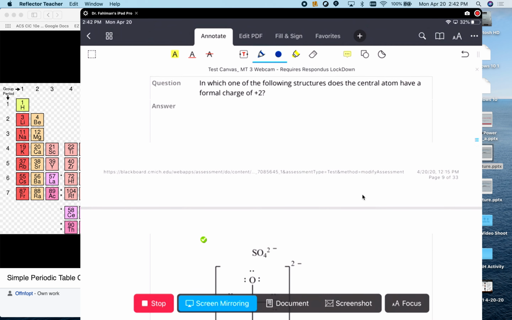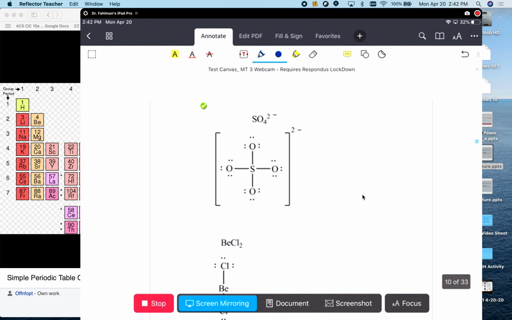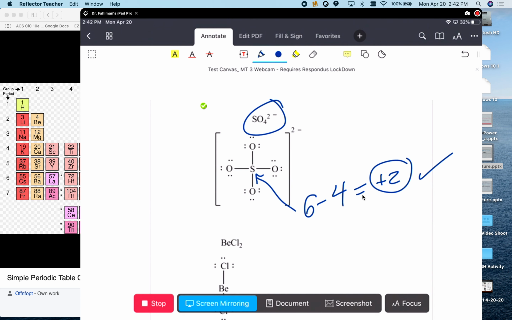Does it have a formal charge of +2? Just looking at these alternatives. The middle atom here, you've got 6 minus 4 bonds, so that's +2. So I guess you're there as far as the answer.